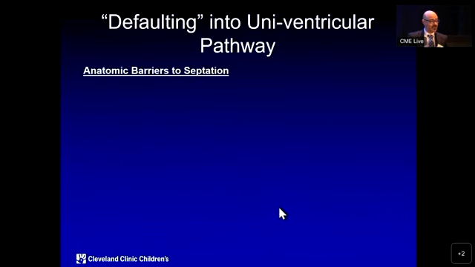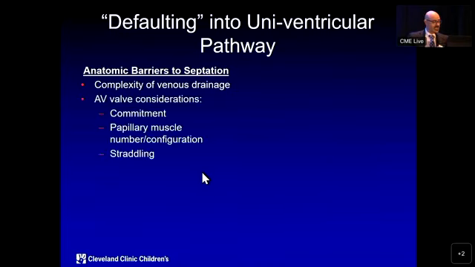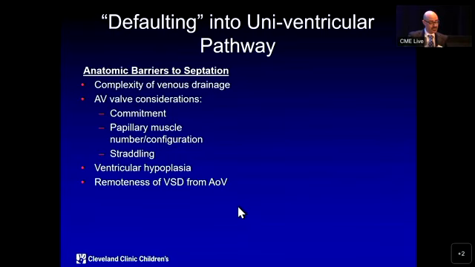So defaulting into a univentricular pathway, as you've seen in many of those talks, there are obviously many anatomic barriers to septation. Some of these include complexity of venous drainage, as we saw from the heterotaxy talk. There are AV valve considerations that have to do with commitment, papillary muscle number and configuration. Obviously, straddling is a big one. Size also matters, so ventricular hypoplasia, remoteness of the VSD from the aorta, as we saw from the double outlet right ventricle talk.